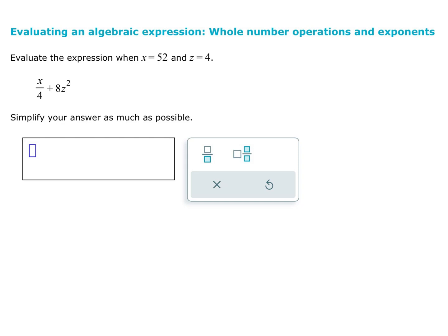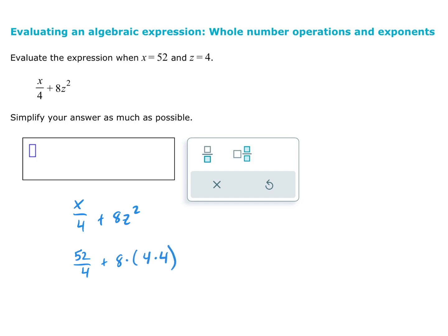This topic is evaluating an algebraic expression with whole number operations and exponents. To start with, we have x over 4 plus 8z squared. X is 52, so I'm going to start plugging these in. Plus 8, that means 8 times z squared, and z squared means z times z. I'm going to plug in 4 times 4 because z equals 4.